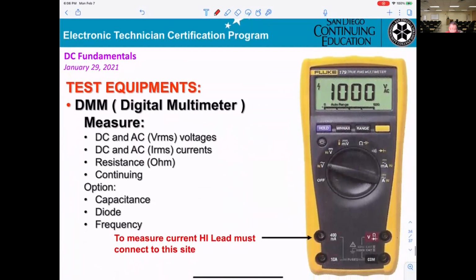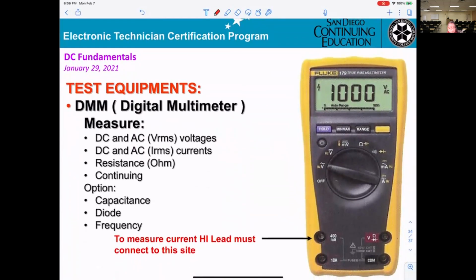Okay, this is a meter that companies normally use. We're using it in the class. You see that? This is the meter here. You can measure the voltage, that's DC, that's AC. You can measure the resistance, the capacitor, and the diode. When you want to measure the voltage, the high side lead of the meter connects here and the low side connects to the common. Common means ground.